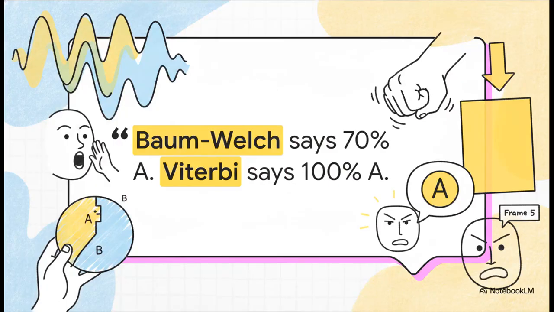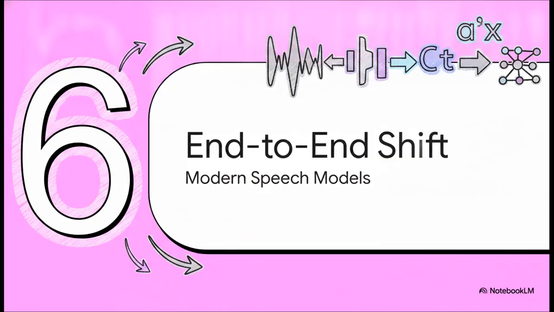To put that in plain English, Baum-Welch allows for fractional sharing. It whispers, well, I think frame 5 is maybe 70% state A and 30% state B. But Viterbi slams its fist on the table and demands absolute certainty, declaring frame 5 is state A, and we are moving on. Finally, part 6, the end-to-end shift.